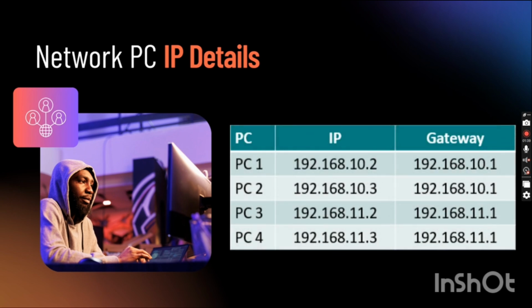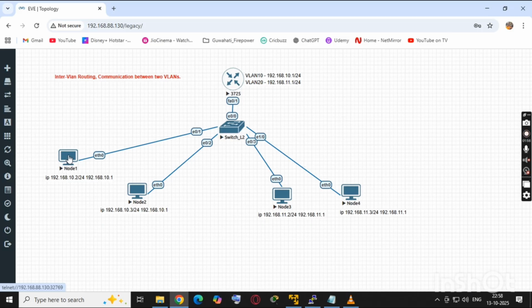And this is our IP addressing plan: PC 1, 2, 3, 4, and the gateway we have given. So we'll start the configuration now.